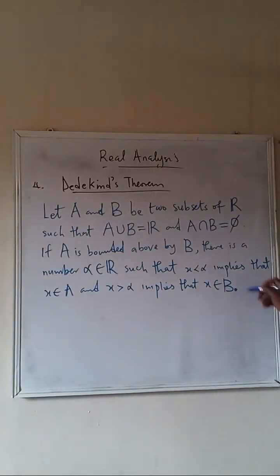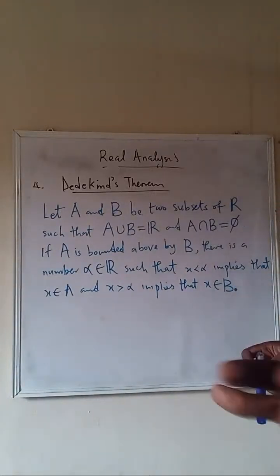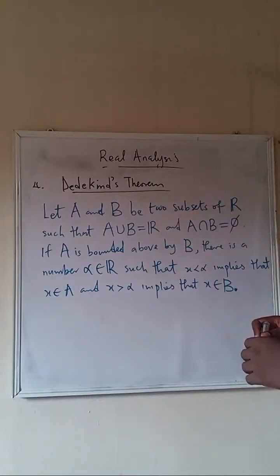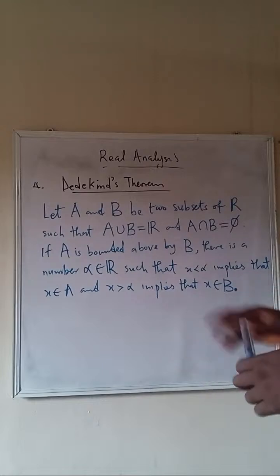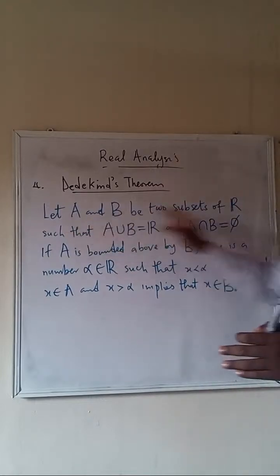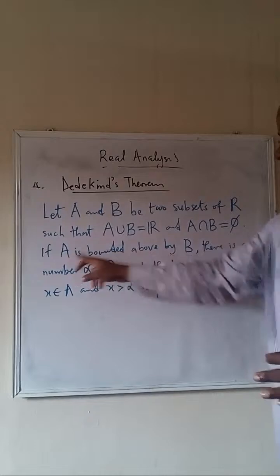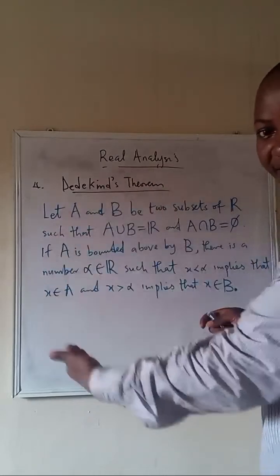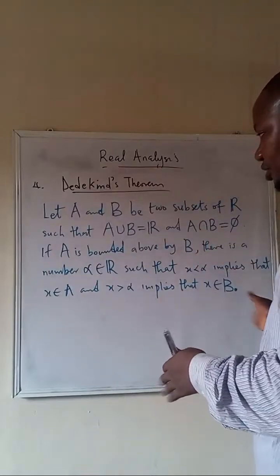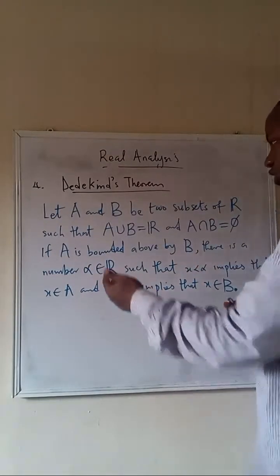Okay, so this is exactly what we are talking about, on the number line that we use here. Okay, if all these conditions are met up to this level, A is bounded by B. It means on the lower part we have the set A, on the upper part we have the set B.